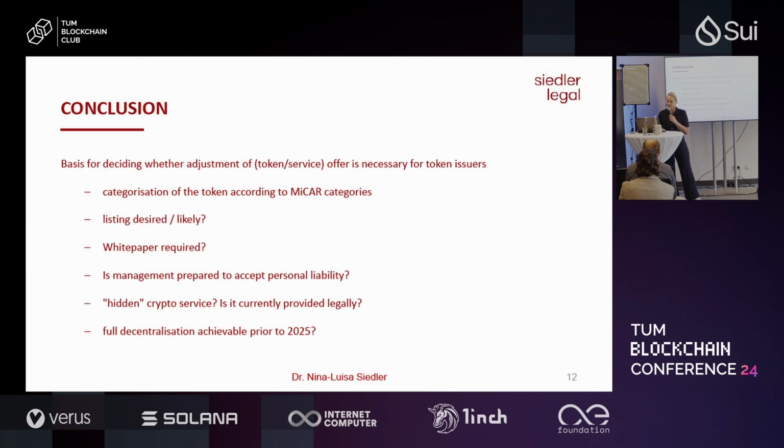Yeah. Conclusion. This is, I think, what any token issuer should assess rather quickly, right? What type of token do you actually issue? Do you want to be listed? And is a white paper required? At what point in time is your management prepared to take that risk of personal liability? I'm not yet aware of any D&O covering this, by the way, right? So we are talking to a number of insurers trying to get coverage, but that's really difficult right now. And then the question, is there any hidden crypto service built in what you are doing?